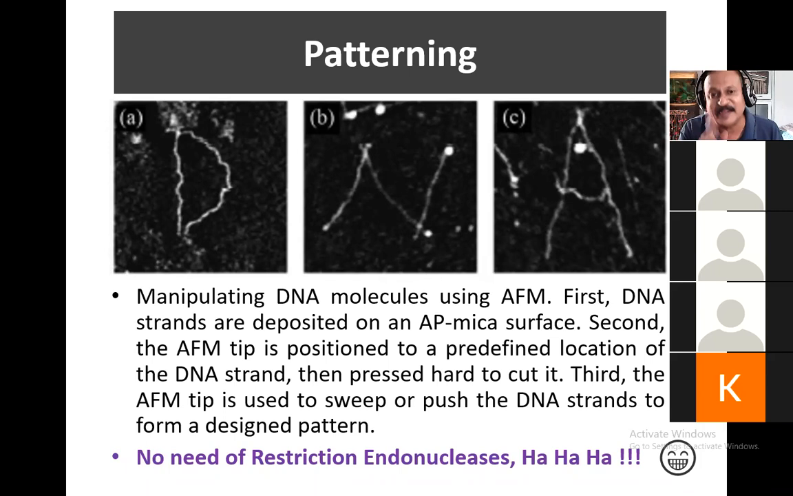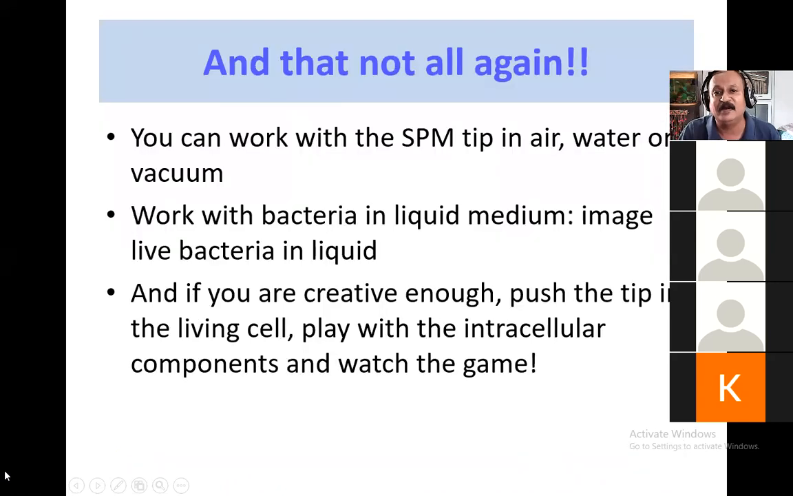We can cut the DNA by using an atomic force microscope. DNA has been cut into pieces using the atomic force microscope, the DNA has been aligned on the surface again using the atomic force microscope, and the image can also be obtained using the atomic force microscope. Therefore, I'm saying this is a very, very wonderful device. It can do so many things at the same time. And that is not all.